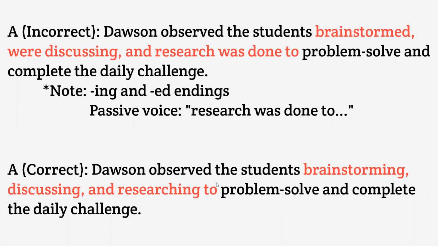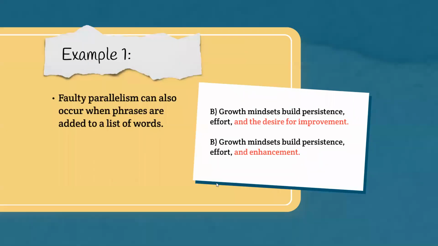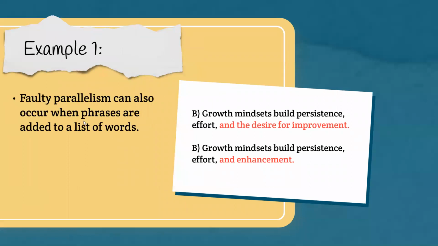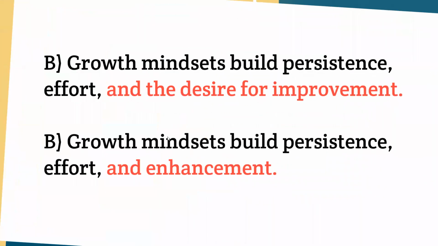So look for passive voice, look for any words that don't have that parallel structure in your writing, and be prepared to revise those as needed. Faulty parallelism can also occur when we're listing items in a sentence, when we add a phrase in there when we should just have a word. And so here's what I mean by this.